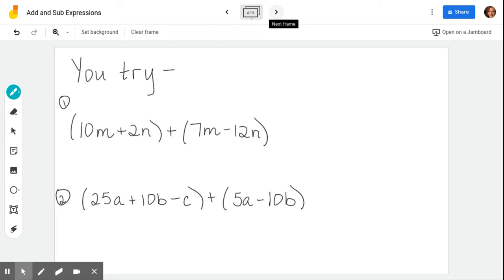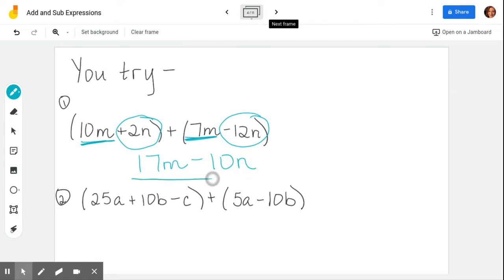There's nothing attached to my parentheses, so I don't need to do the distributive. I'm going to put 10m with 7m, and altogether that would be 17m. I'm going to put positive 2n with negative 12n, and that would give me negative or minus 10n. 17m minus 10n.